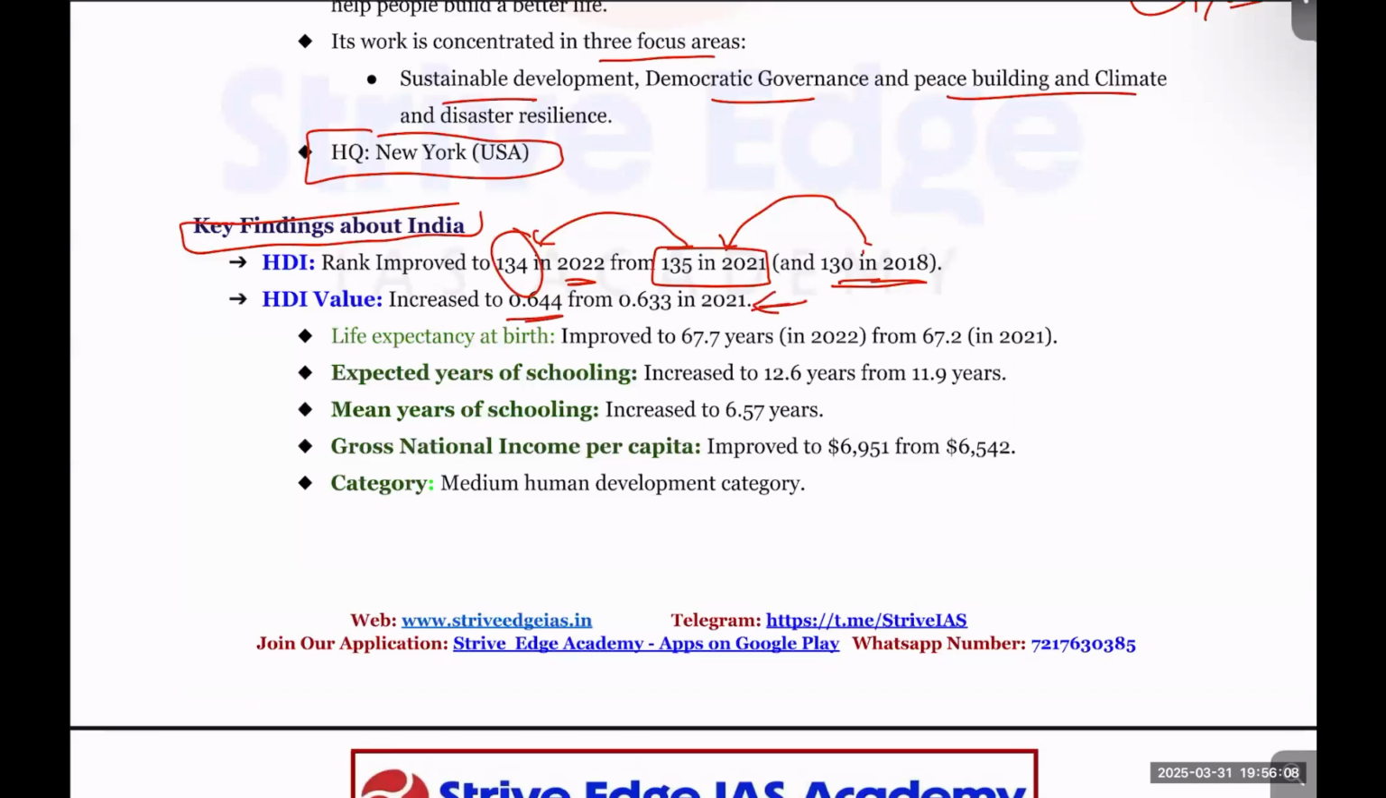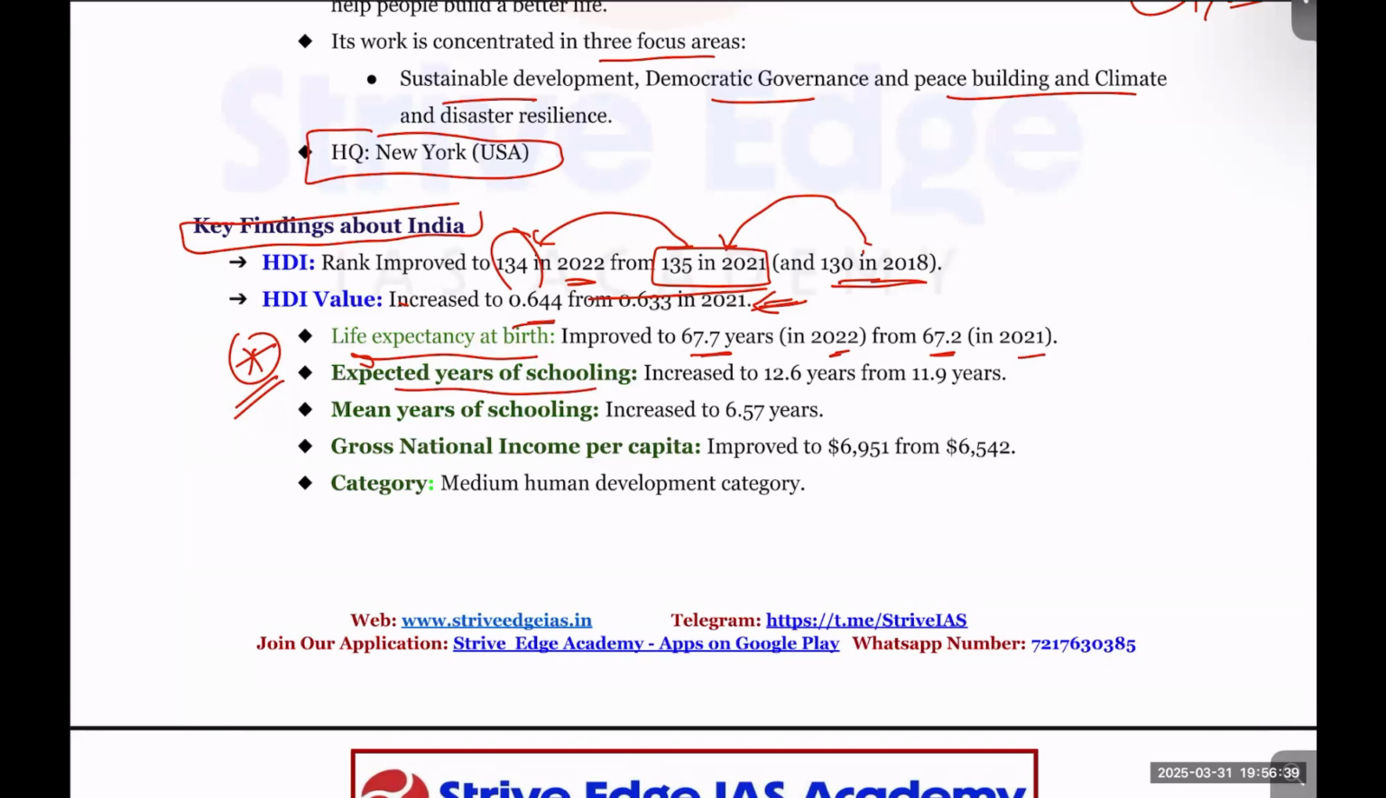but it is very in-depth knowledge. You should not try to remember it very much, but this is just for your knowledge. Okay, and as a country, we are at 0.644, right? Life expectancy at birth, this you should remember. These are the values that you should remember, not only for prelims but also for your mains. Life expectancy at birth is approximately 67.7 years in 2022 from 67.2 in 2021.